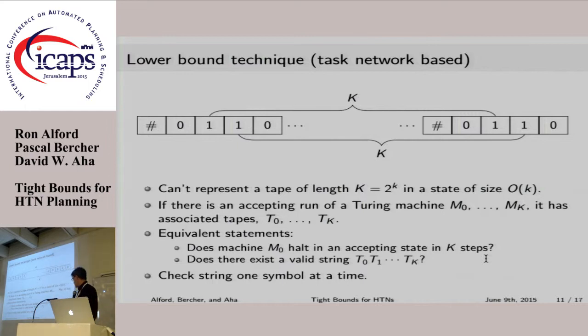To check this, we just check one cell at a time. We'll check whether the first cell is equal to the (k+1)th cell. Then check whether the second cell is equivalent to the (k+2)th cell, and so forth. So what kind of techniques do we need for this?